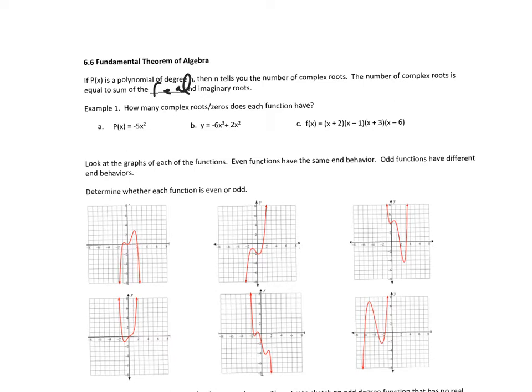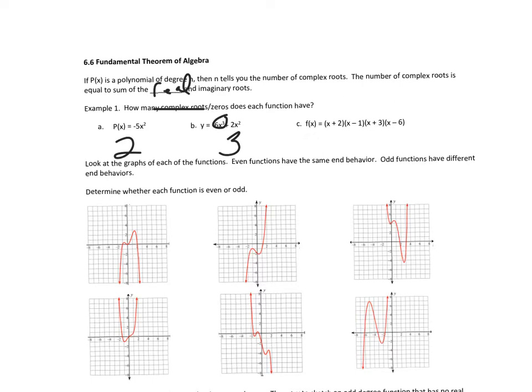Imaginary roots are where you can't see where it crosses the x-axis. Real roots are where it crosses the x-axis. So example 1, how many complex roots does it have? Complex roots by the fundamental theorem of algebra is just the degree. So this polynomial has degree 2, so it's going to have 2 complex roots. This polynomial is degree 3, so it's going to have 3 complex roots.